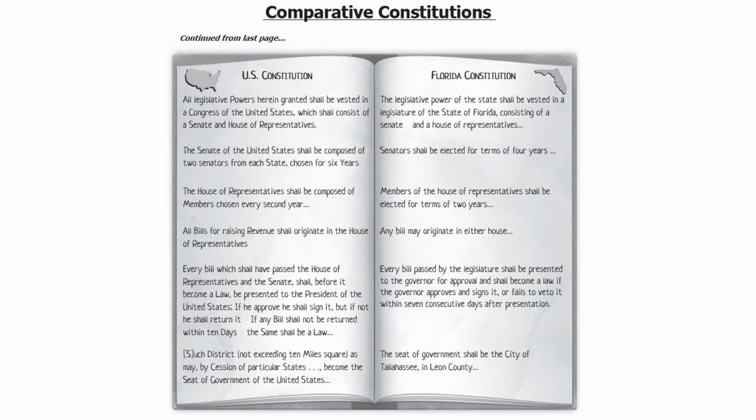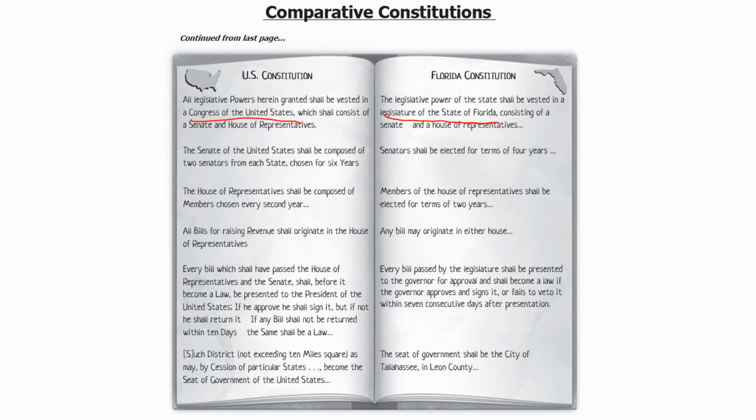Starting with the U.S. Constitution. All legislative powers herein shall be vested in a Congress of the United States, which shall consist of a Senate and House of Representatives. Florida says the legislative power of the state shall be vested in the legislature of the state of Florida, consisting of a Senate and House of Representatives. The only difference here is that instead of a Congress of the United States, we are going to have a legislature of the state of Florida.